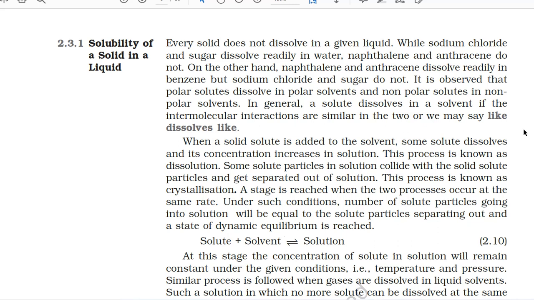When a solid solute is added to the solvent, some solute dissolves and its concentration increases in the solution. This process is known as dissolution. Some solute particles in solution collide with the solid solute particles and get separated out of solution. This process is known as crystallization. A stage is reached when the two processes occur at the same rate. Under such conditions, the number of solute particles going into solution will be equal to the solute particles separating out, and a state of dynamic equilibrium is reached. Solute plus solvent gives solution.